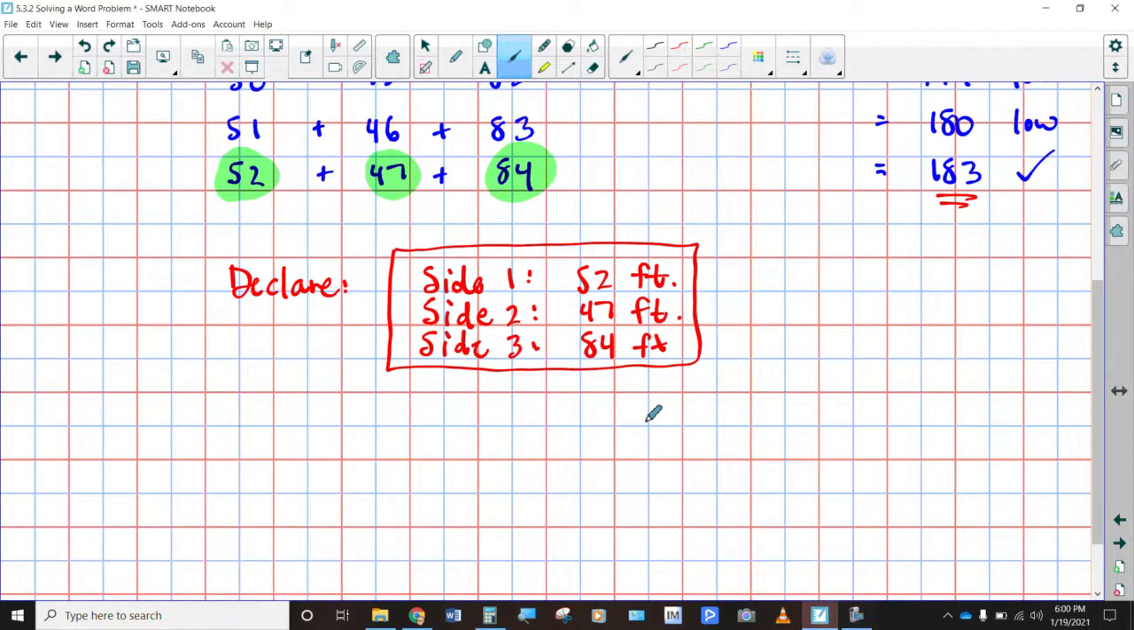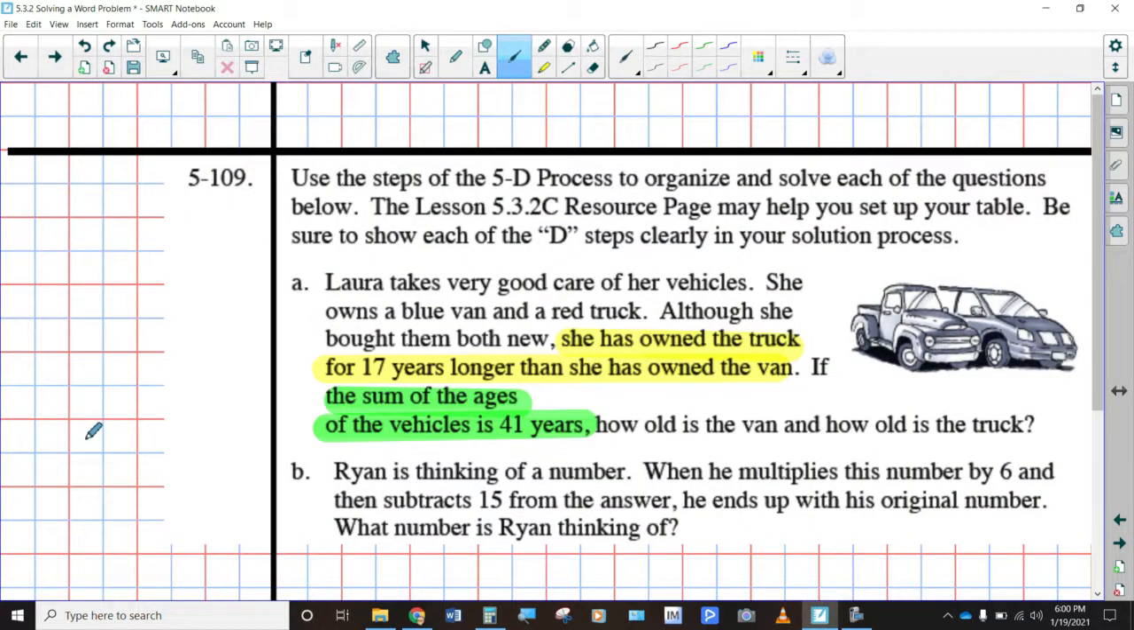Oh goodness, we're running long. So sorry, it is a long lesson. All right, so let's do the 5D process for problem 109, A and B, and then we will be done.